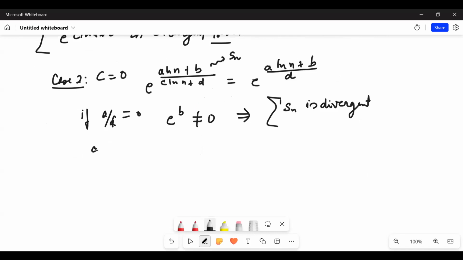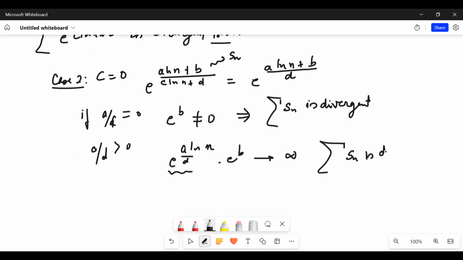If A by D is positive also, then it's not working, because if A by D is positive, then e raised to power A ln n upon D times e raised to power B, as n tends to infinity, this would go towards infinity, claiming that summation Sn is divergent. Please do remember what Sn is. Sn is this fellow. I don't want to write it time and again.